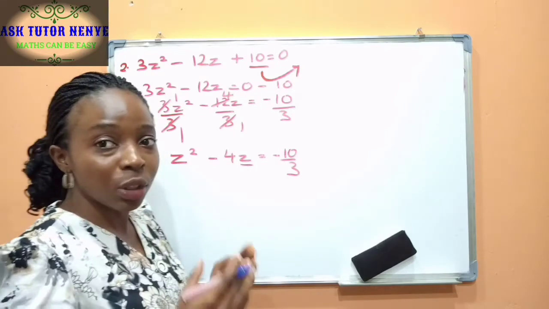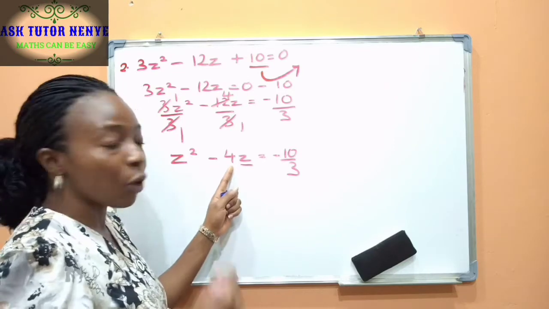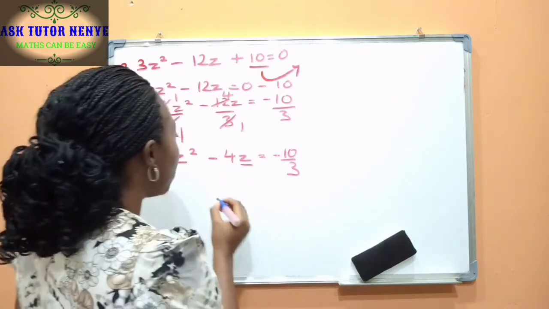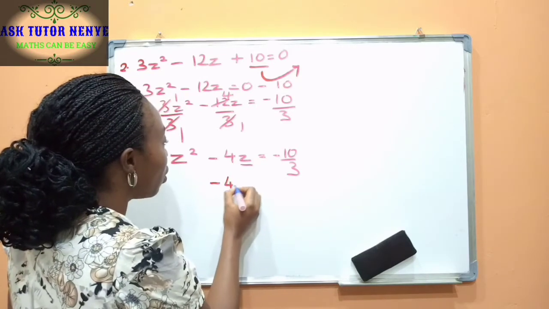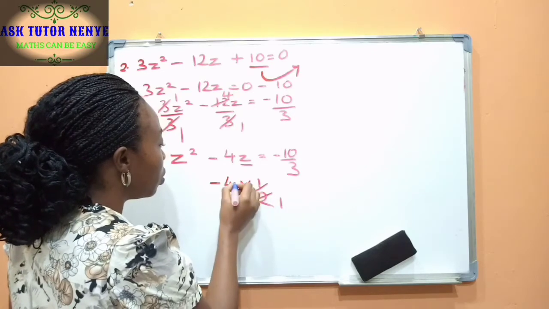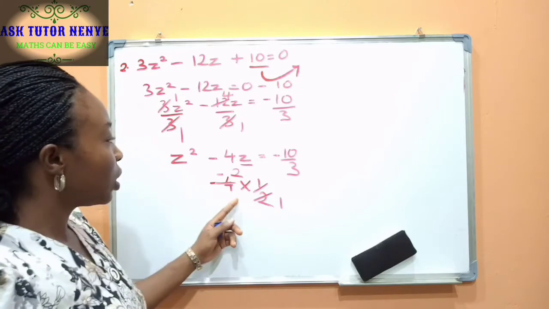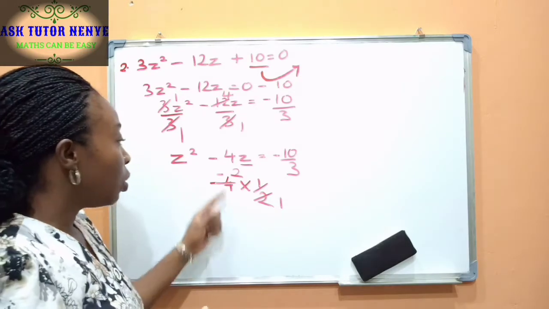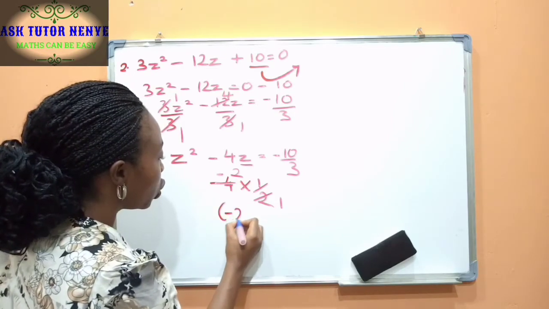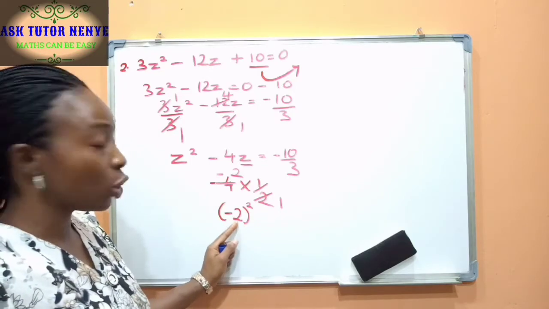So now we've gotten to this stage. The next thing we are going to do is to find half of the coefficient of z, which is minus 4. So we are going to say minus 4 times half. 2 goes into 4 twice, so we get minus 2. Now we've gotten this, the next thing we are going to do, what is the square of minus 2? Let's put it in this form. We are going to have minus 2 squared.